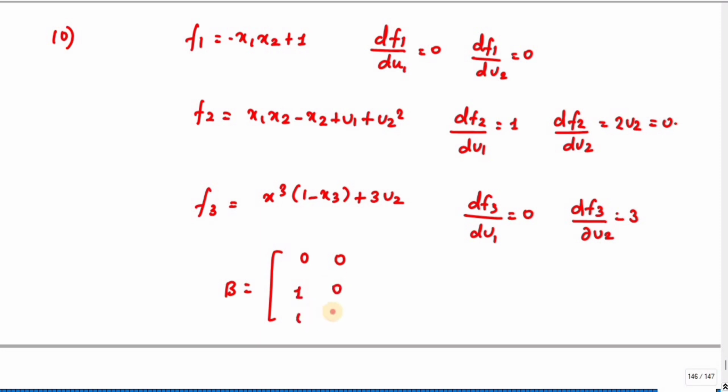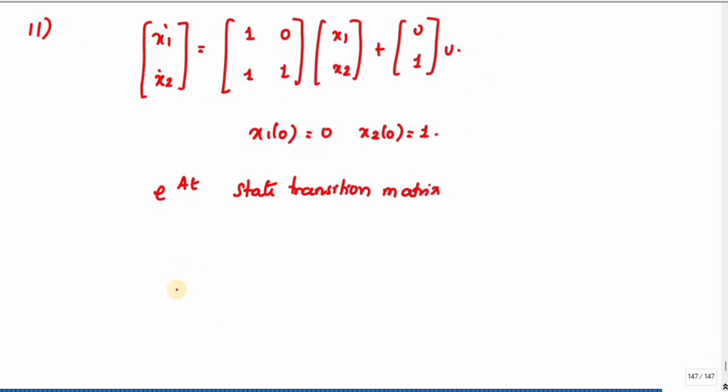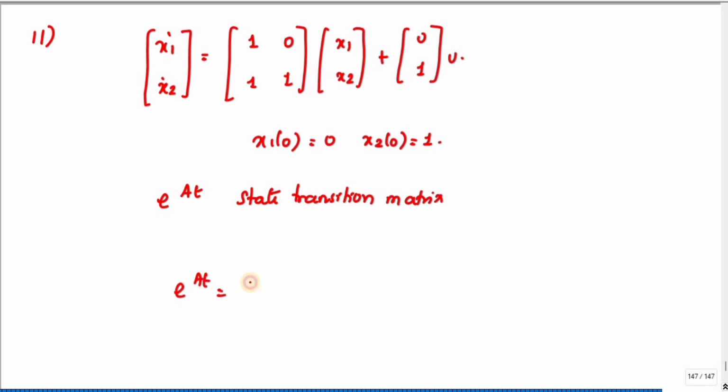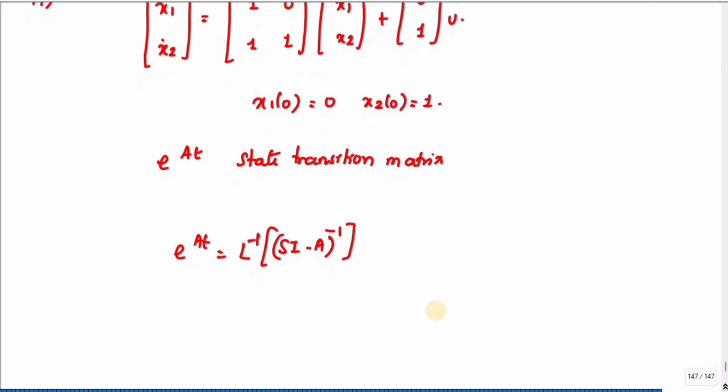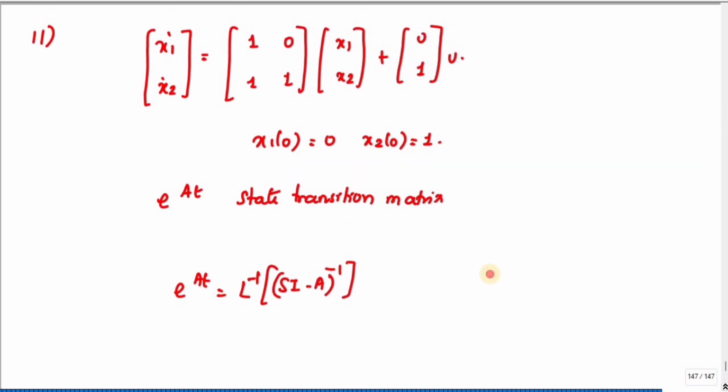So let me go to the next problem. The question they have given us is x1 dot, x2 dot equal to this one, and they have given x1 of 0 equal to 0, x2 of 0 equal to 1. e power at is the state transition matrix, and we know that e power at is equal to the Laplace inverse of (sI minus A) the whole inverse.